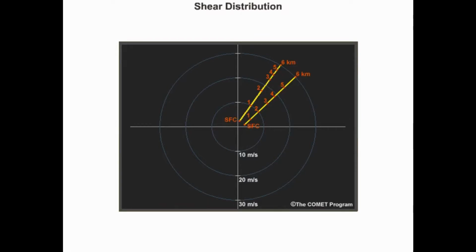It is also important to study how the wind shear is distributed over the depth of the hodograph. A hodograph with strong low-level shear has very different implications for storm structure than does a hodograph with equal total shear, but little shear at low levels.